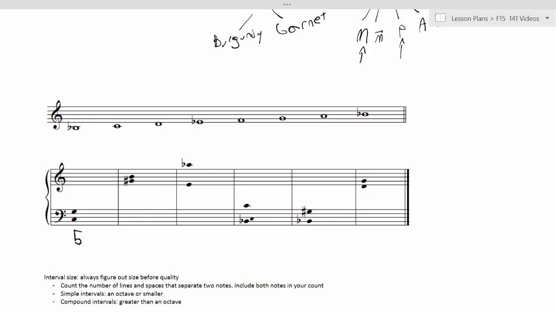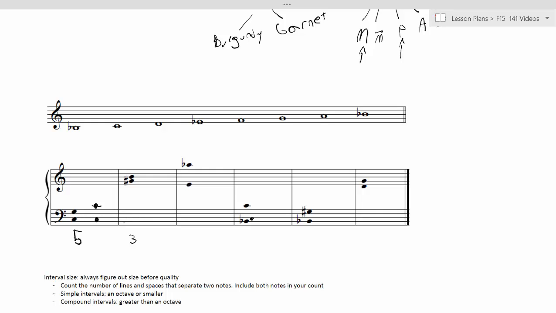Okay, let's try another one. Here's G sharp to B. So G sharp would be 1, A is 2, B is 3. So this is a third. And you'll kind of get to know the shapes of intervals, right? Like thirds will kind of always look like this, fifths will look like this. Okay. So far, we've been dealing with intervals that are smaller, or that are an octave or smaller. Okay, so an octave would look like this, C up to the next highest C, right? Octaves share letter names.